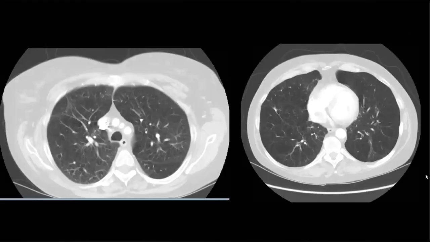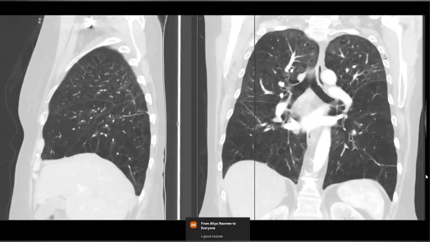COPD would be upper lobe predominant, right? So this is alpha-1 antitrypsin deficiency. Very good. Look at the upper lobes, they are less emphysematous. Look at the lower lobes, they are more emphysematous.